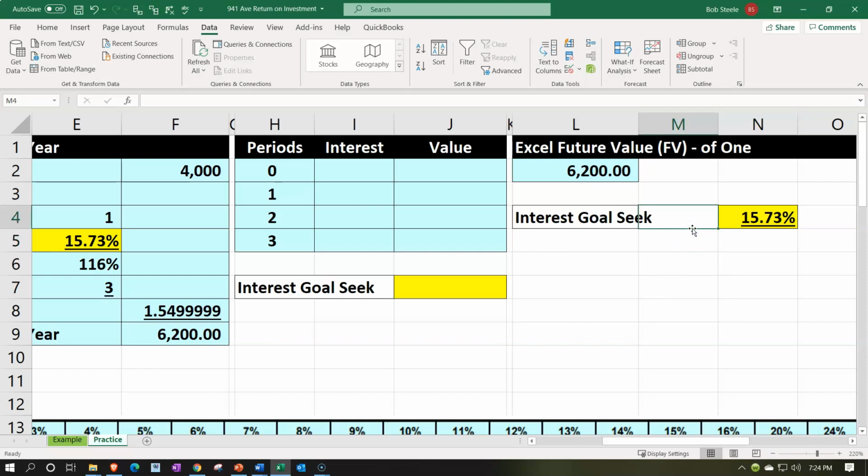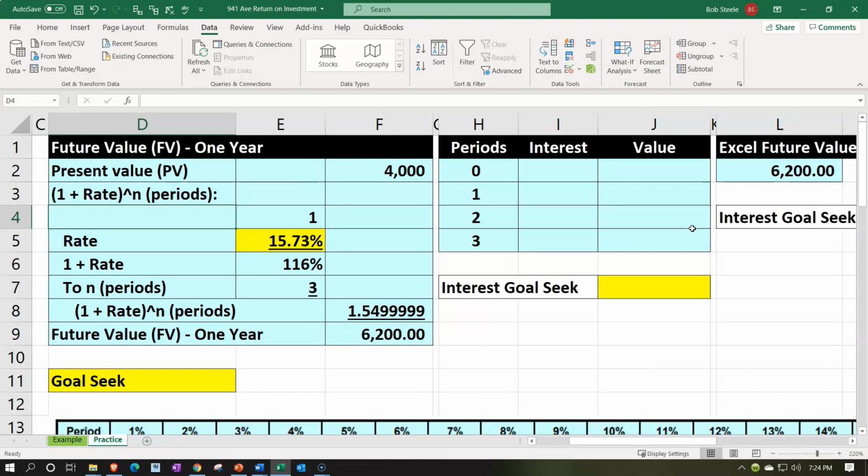Now, this other method, not quite as common, but just to note how you can use this goal seek method over here, you can do this running balance type of calculation as well.